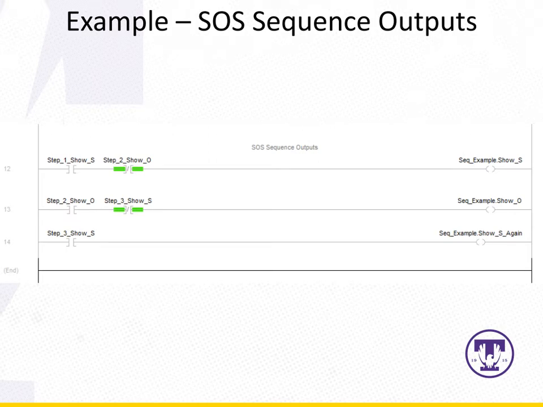As a final example here, we have another rung grouping, which is the group of outputs for the bit latch sequence, and we have a comment to describe this group. Then we have the steps that are named appropriately to give readability to each of the rungs, and outputs that are named appropriately so that we understand what they do. So when step 1 show S is on and step 2 show O is not on, we are going to show the S on the HMI screen. And the same with O and the same with S again.